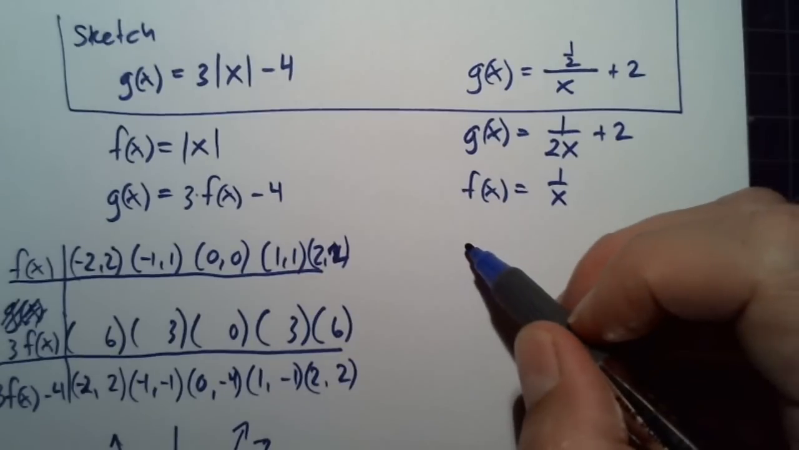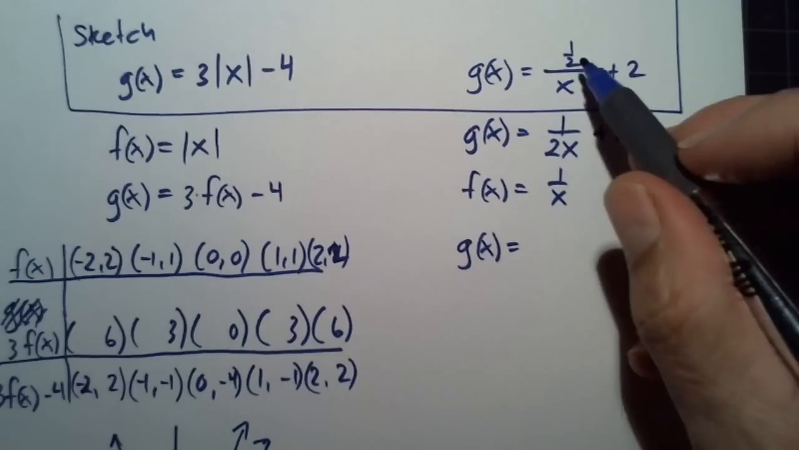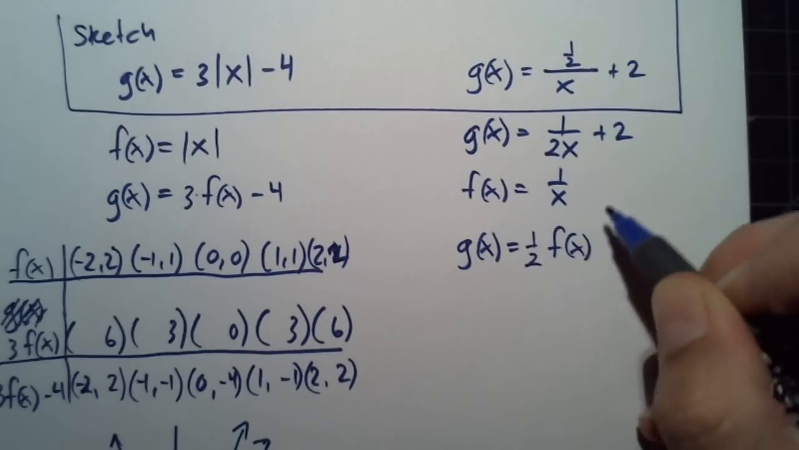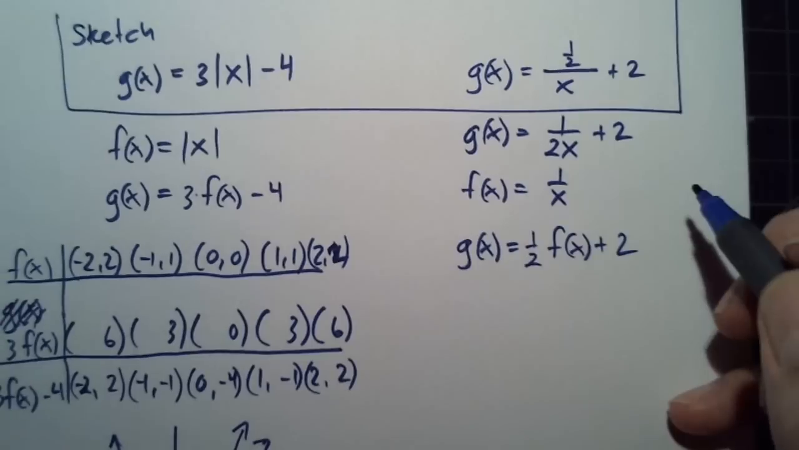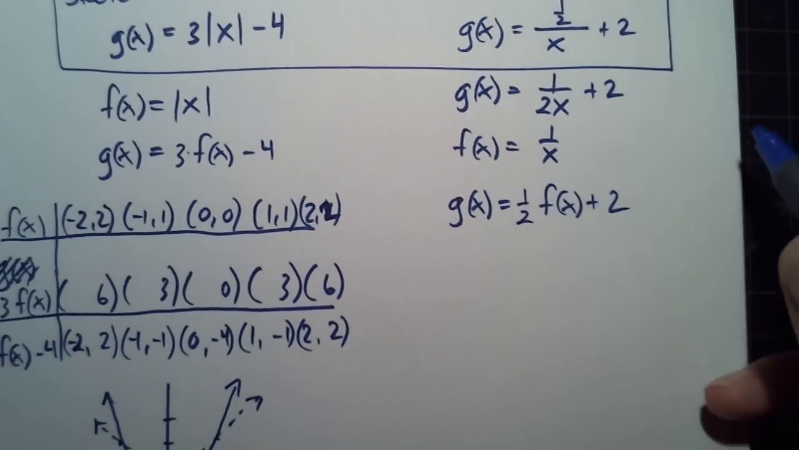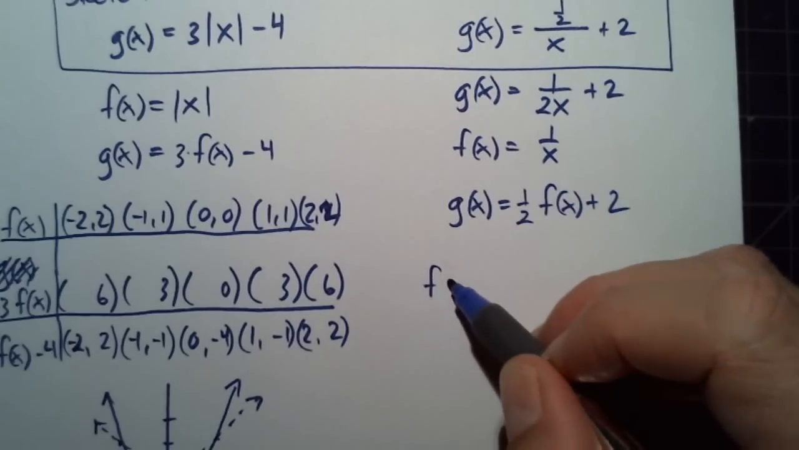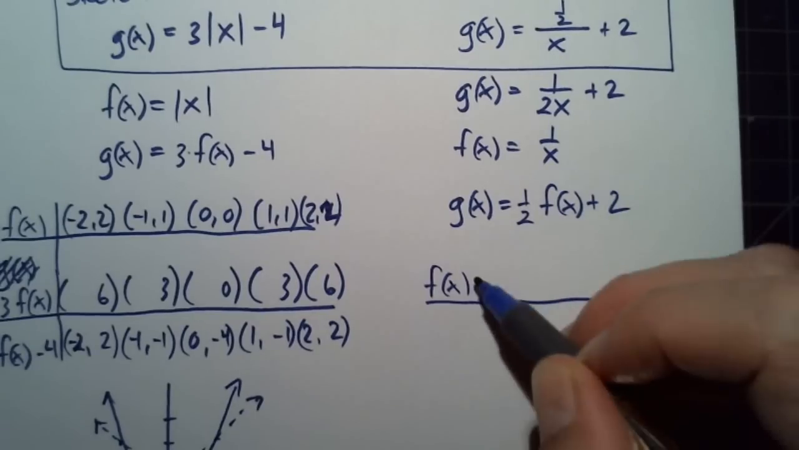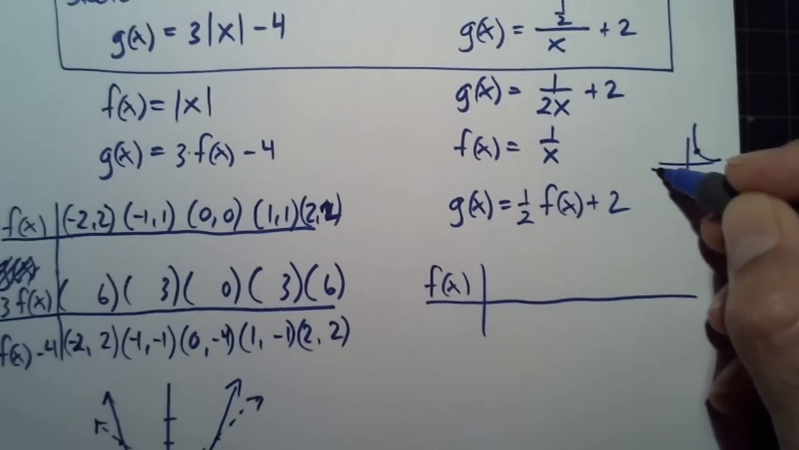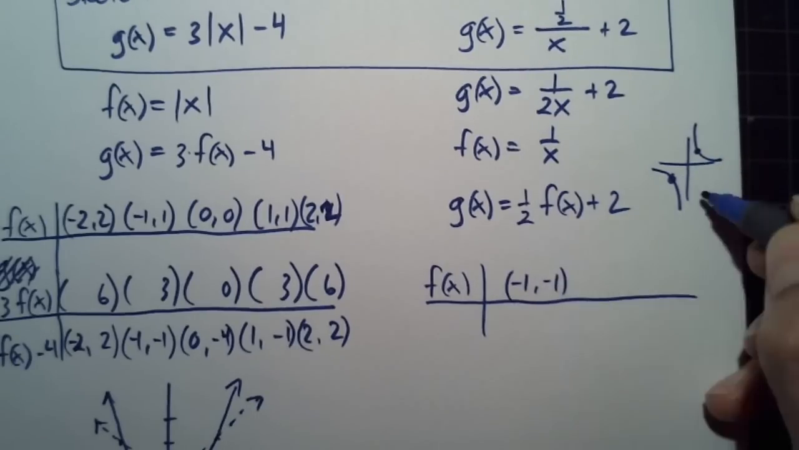And we would have g of x is going to be 1/2 times 1 over x, 1/2 f of x, and then plus 2 is on the outside. So we have 2 vertical transformations, and the parent function we just want to use from this graph. We have that point and that point, -1, -1, and here's 1, 1.